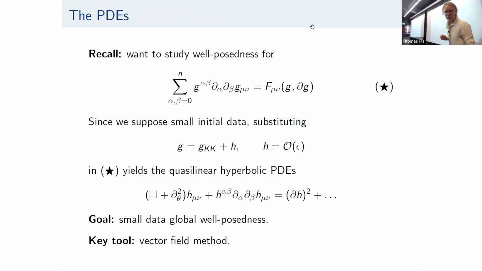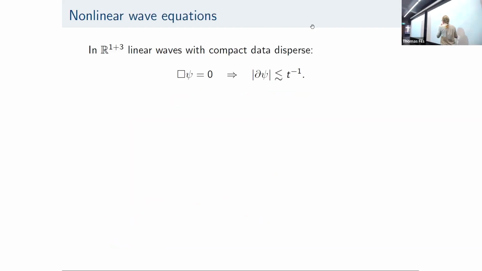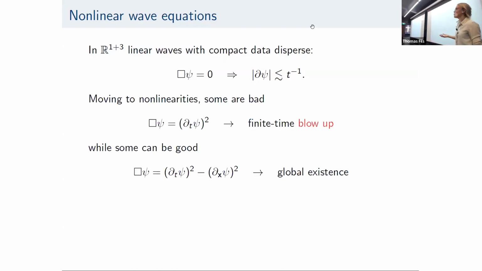But let me tell you, if you don't work on these PDEs, you might look at this and think it's probably okay. So let me give you some examples to show you why it's not okay. A situation when it is okay is when the right-hand side is 0. We know, for example, that linear waves with compact data disperse at a rate inversely proportional to time. Very good. What happens if I just add a very simple nonlinearity to the right-hand side, (∂_t ψ)^2?